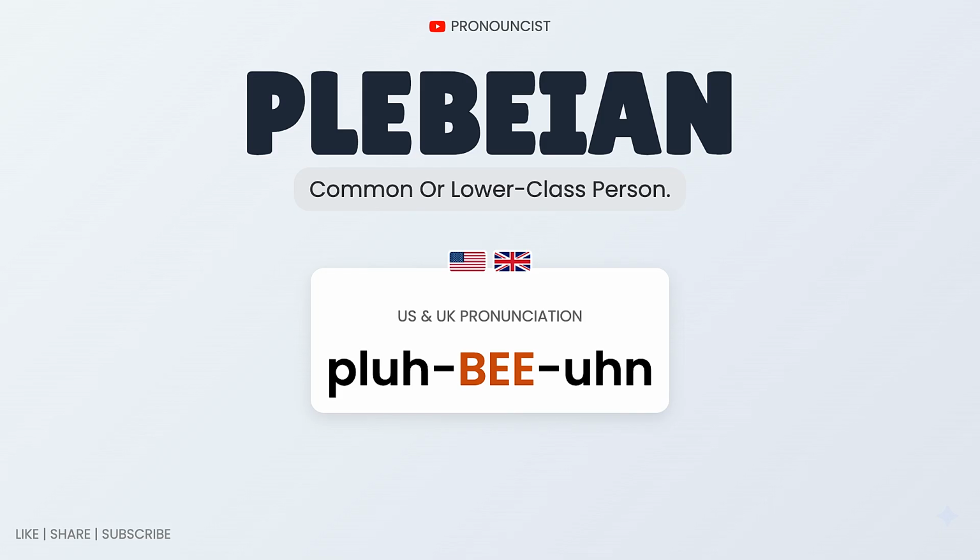Pl, B, un. Plebeian. Focus on B and keep pl soft. Practice repeatedly and you'll soon be able to say this word perfectly.